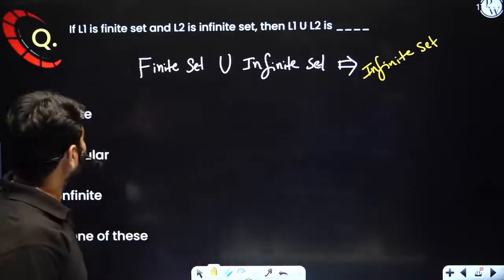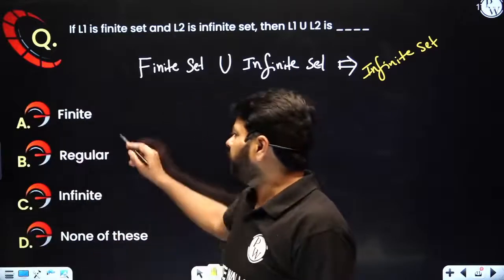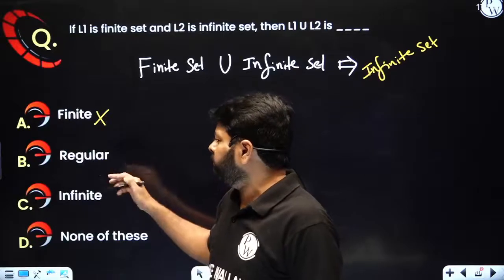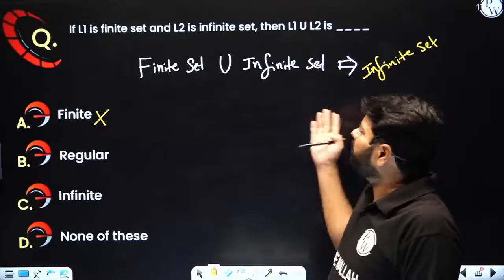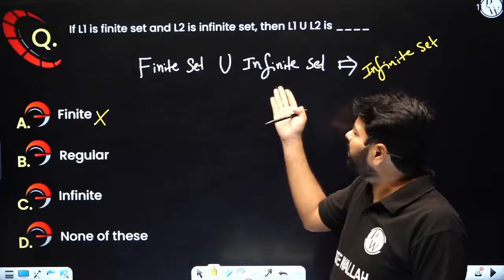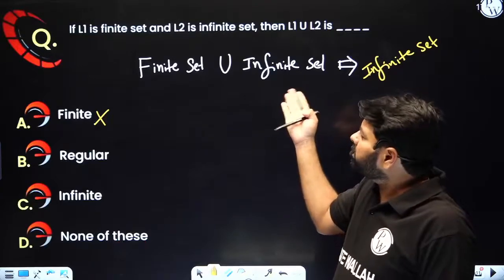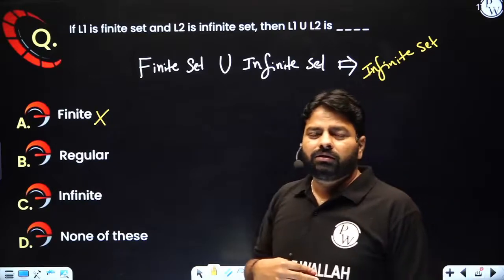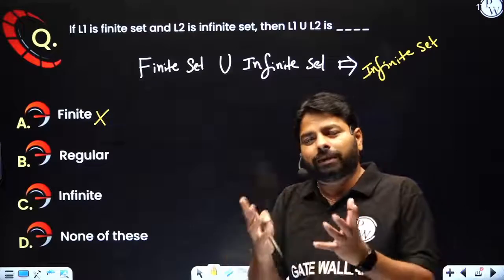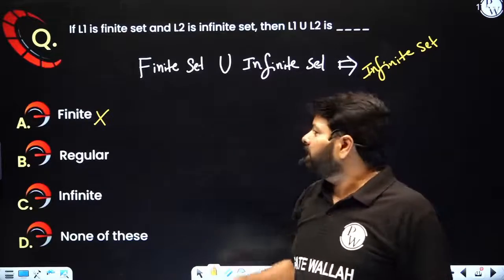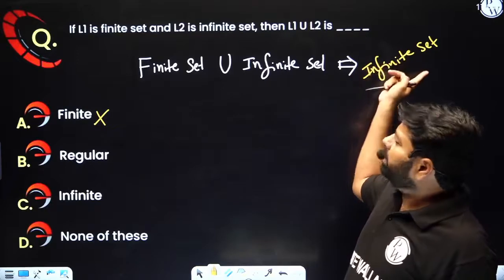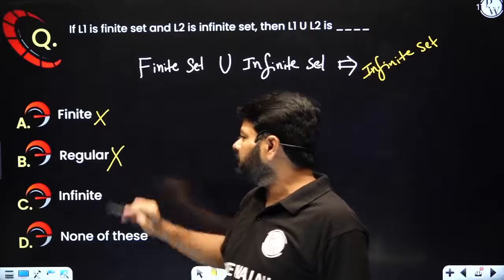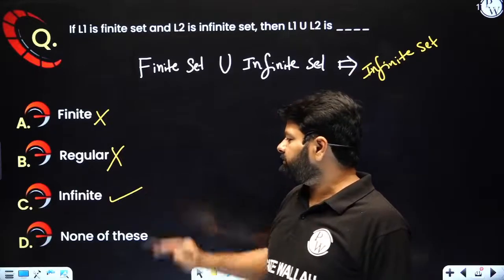Now, options. Finite will be wrong. It's impossible to be finite. Regular may be regular, because this infinite is unknown, right? It may be regular, it may not be regular, depends on what is given here. In the infinite sets, you have two types again, regulars and non-regulars. If it is regular, then the result will be regular. If it is non-regular, then the result will be non-regular. So you can't answer regular right now. Infinite is the right answer. Clear?